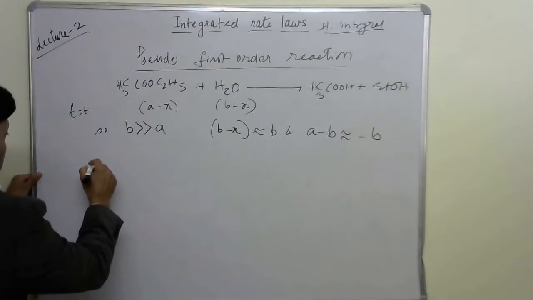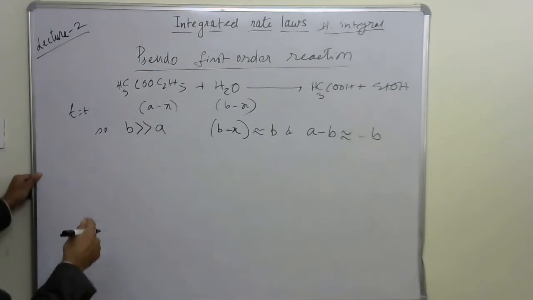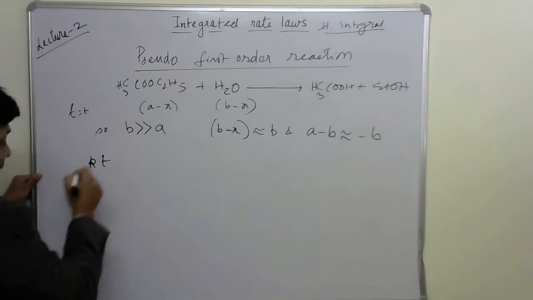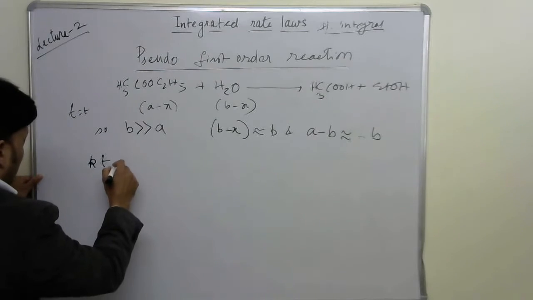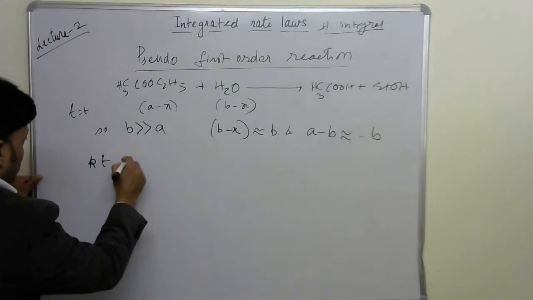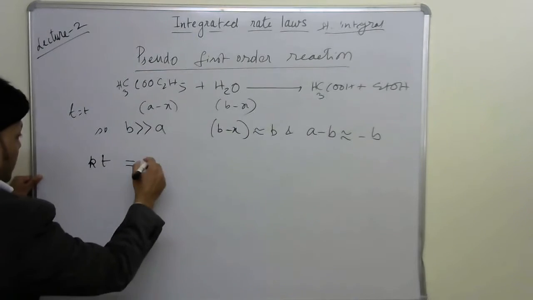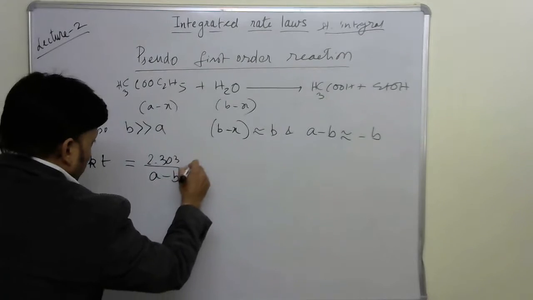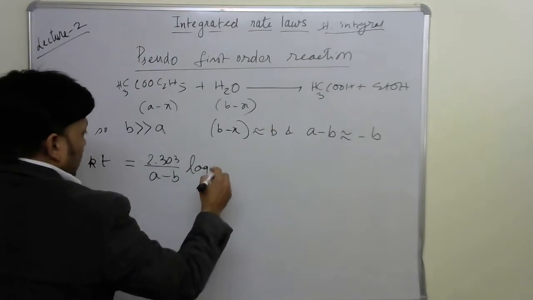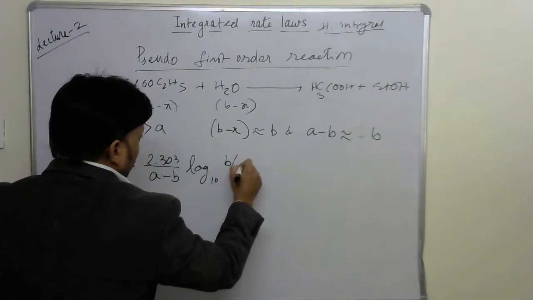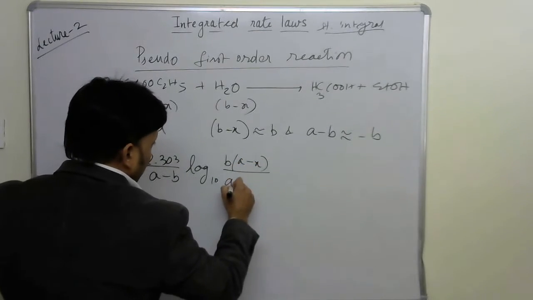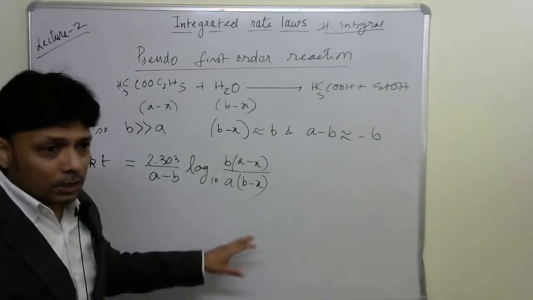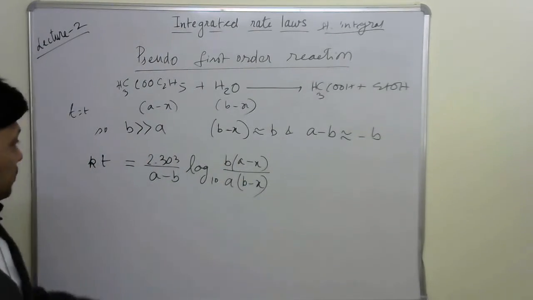So the rate law is, if you remember, something like that: kt is equal to 2.303 divided by A minus B, log 10 of B over A minus X divided by A minus B divided by X, isn't it? So this was the expression.